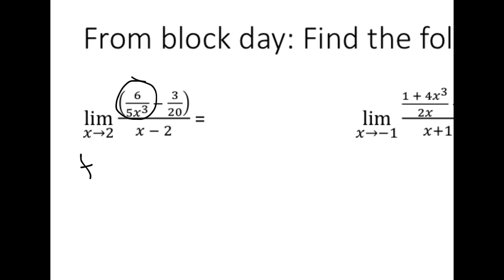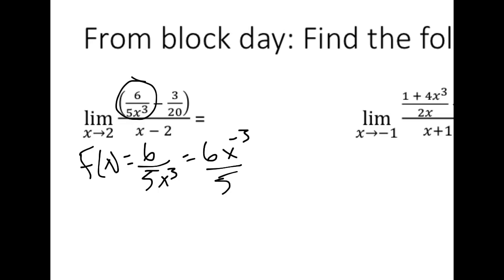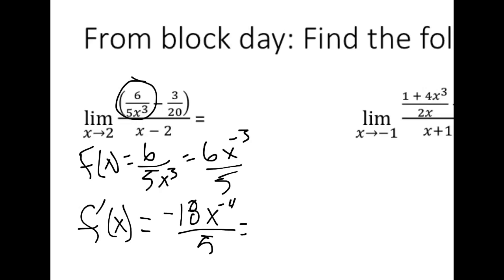So we're going to get the function f of x equals 6 over 5x cubed, which I'm going to write as 6x to the negative third over 5. I'm going to take the derivative of that, f prime of x, using the power rule to get negative 18x to the negative fourth over 5, which I will write as negative 18 over 5x to the fourth.